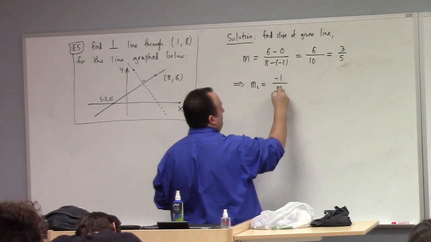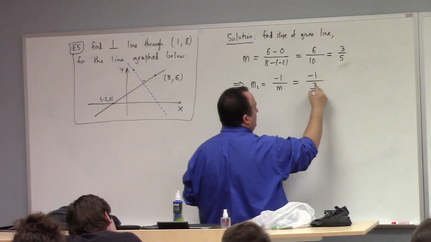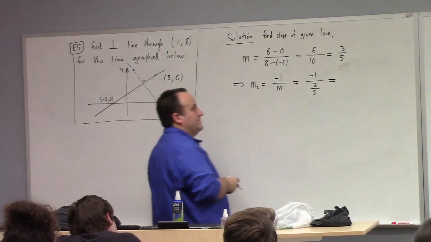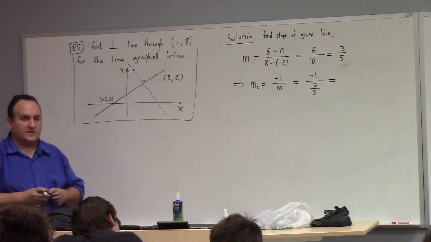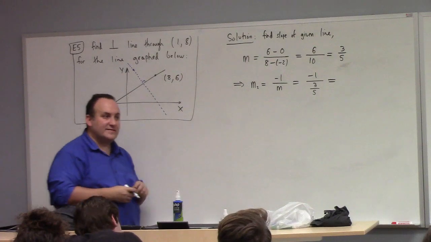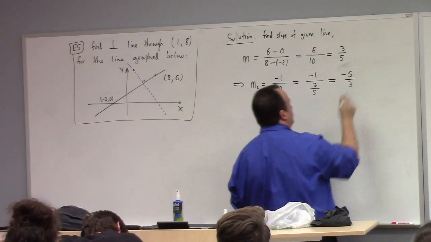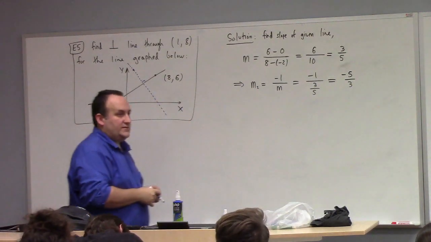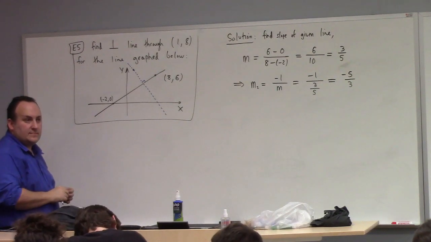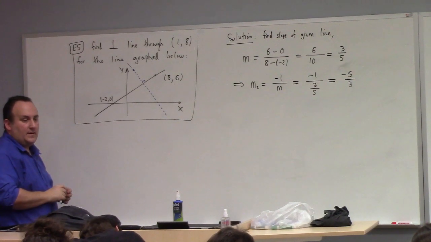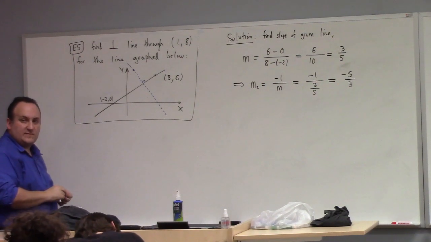Minus 1 over m, right? What is minus 1 over 3/5? What's the reciprocal of a fraction? Well, you just flip the fraction, yeah? 5/3, and of course we don't forget the minus, right? Okay, so that's the slope of the perpendicular line. And then what? Now I know its slope, how do I find its equation?